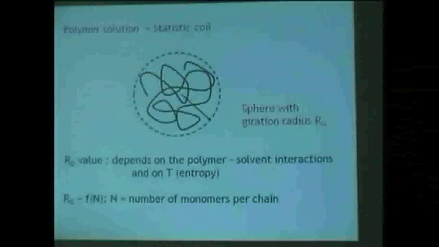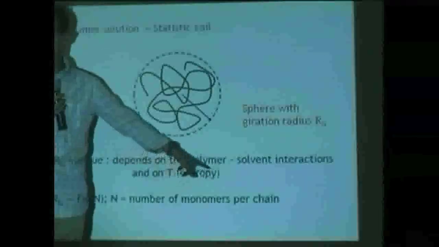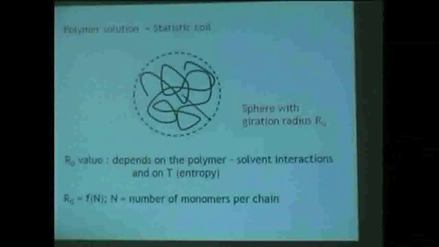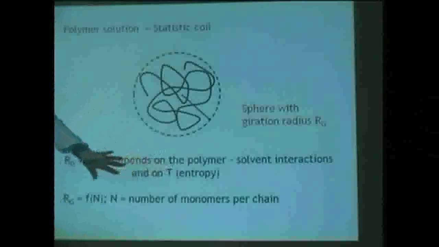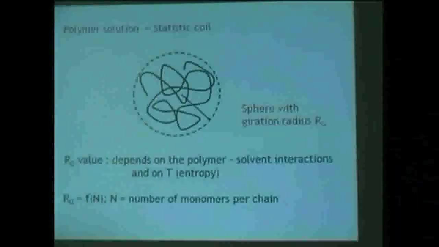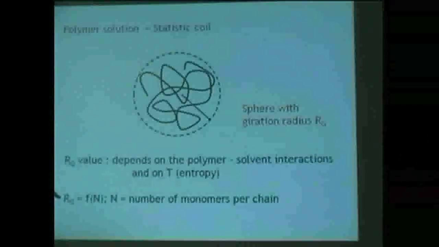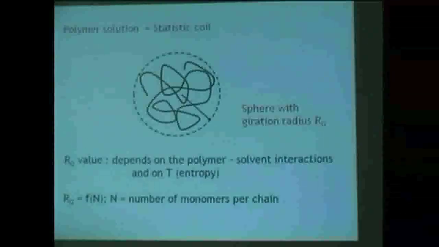And as I told you also, the Rg value will also depend on temperature because of the entropy, and what I told you just before, that every monomer is subjected to thermal shaking and it wants to explore as many conformations as possible. So the size of this object reflects a subtle balance between these two antagonist effects. And the question that we asked is, can we find a law to explain how the gyration radius varies as a function of the number of monomers, Rg as a function of n?